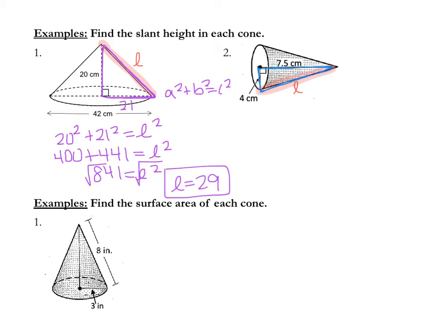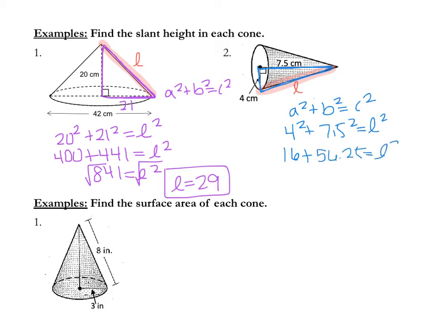For this particular triangle, all the numbers we need are already there, so we're just going to jump right away to a squared plus b squared equals c squared. And you're going to do 4 squared plus 7.5 squared equals L squared. And that's going to be 16 plus 7.5 squared, which is 56.25, equals L squared. That's 72.25 equals L squared. And then we're going to take the square root.